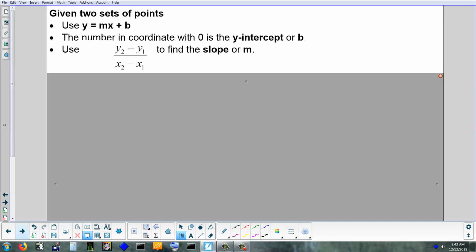Now, this one, we don't have a picture, so we have to use this formula. On your notes, you have a little blank. You want to write in y2 minus y1 over x2 minus x1. Because before, we had a picture and could just count. Now we don't have a picture, so we have to use this. That's going to give us our slope, or our m. This is a little added piece: you have to use the formula to find the slope. So this is one difference. If you have a picture, you can count. If you don't have a picture, you've got to use this formula. All right?